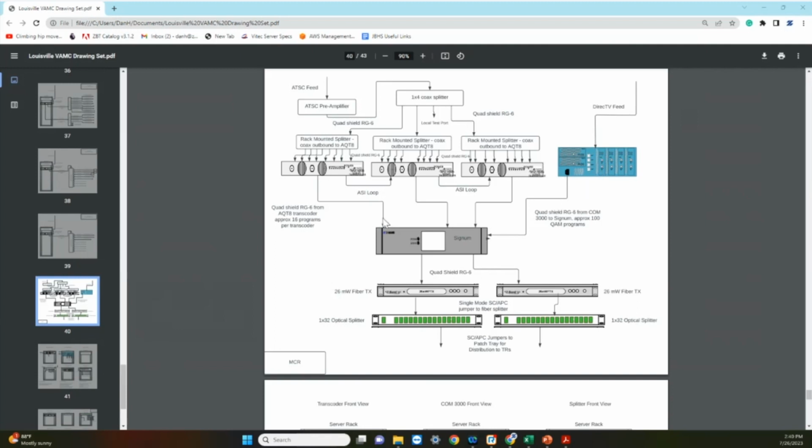All of these coax feeds are coming into our Signum device, which is what we'll talk about next month, and then into two 26 milliwatt fiber transmitters and two 1x32 couplers to feed each of the 40 plus telecom closets throughout the facility.